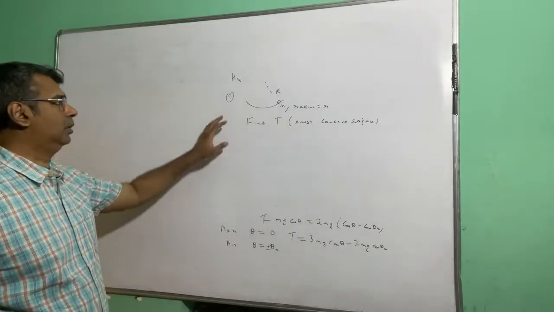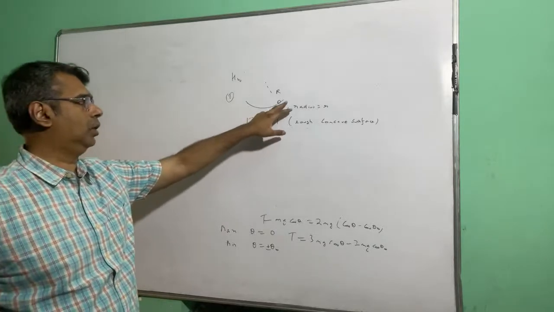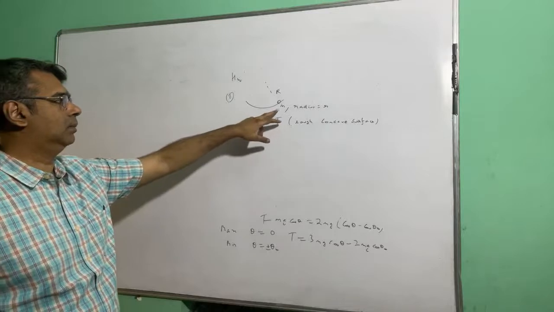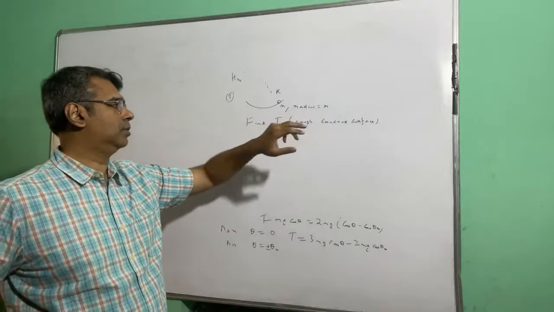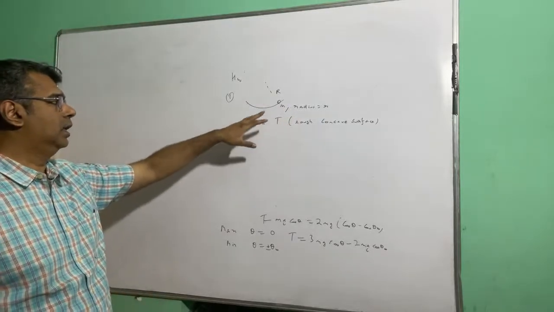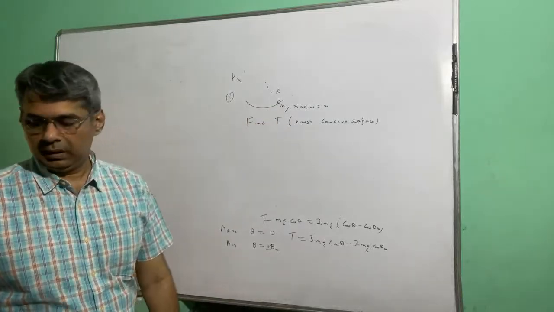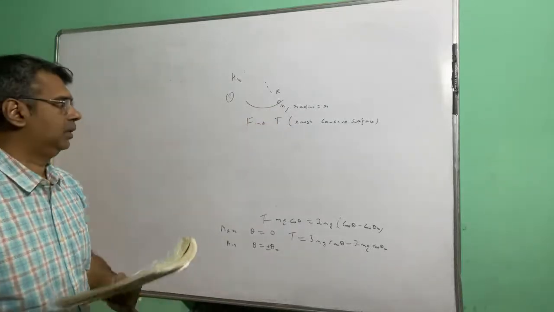Okay, the first homework question is that there is a rough concave surface of radius capital R and there is a ball of mass small m and radius small r. This is a rough concave surface, so it is performing small oscillations. You have to find the time period. Okay, this is the first question. Question number 1.